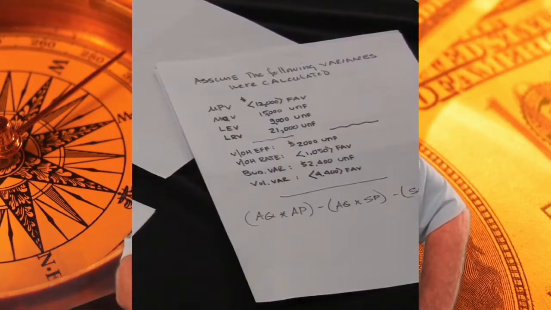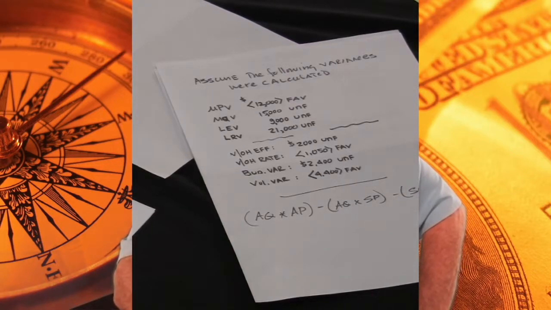Okay, so again, here's all the variances. And by the way, most of these, at least the first 6 of these variances for material, labor, and overhead, you use this general formula. Budget variance and volume variance, obviously, we're not. So let's take a look at the financial accounting of these variances.